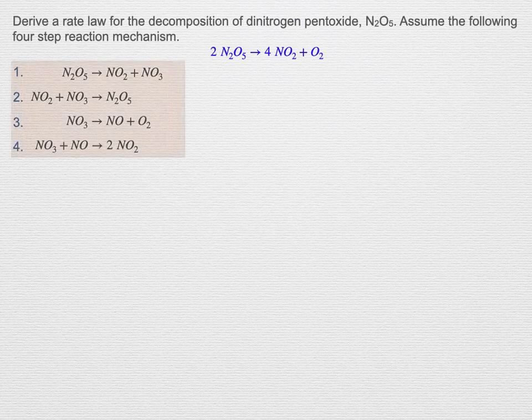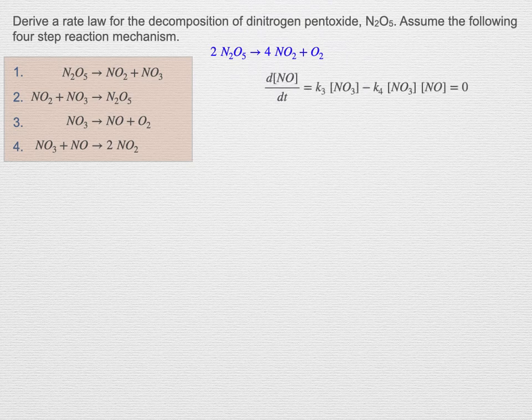Inspect the elementary reaction steps carefully, and you will note that both NO3 and NO are reaction intermediates. They are formed in one step and then consumed in a later step. Apply the steady-state approximation to both species. First, NO. NO is produced in step 3 and consumed in step 4. We add the rate from step 3 and subtract the rate from step 4, write out the rate laws, and equate them. Solve for NO.